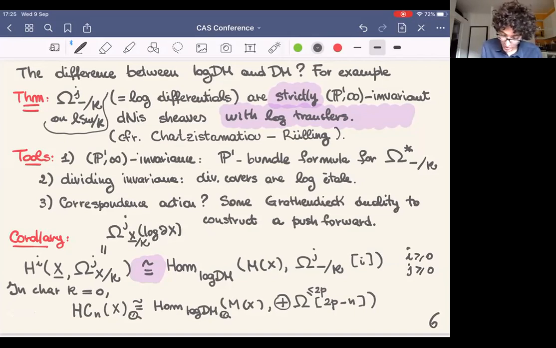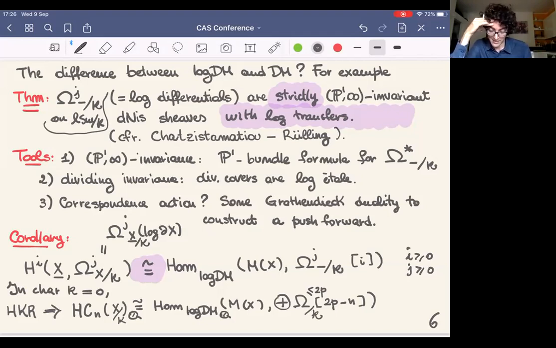And in characteristic 0, you can use HKR, the Hochschild-Kostant-Rosenberg theorem, plus standard descent techniques, to get a formula for cyclic homology of X. Which is also just Hom in logDM between the motive of X and the direct sum of these guys. So here it's HC over k, and this is also over k. So you could also use the right formula, Hom in logDM between M of X and this gadget, to define cyclic homology for log schemes.